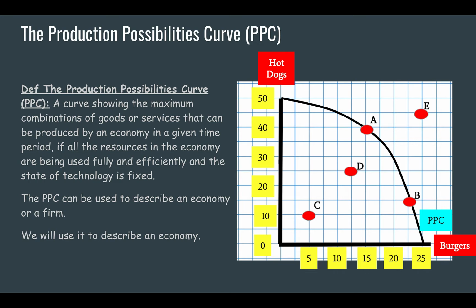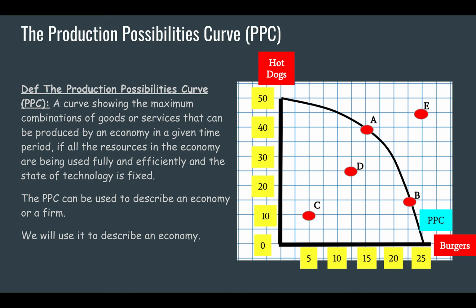Now, another definition that you're going to have to learn is: a curve showing the maximum combinations of goods and or services that can be produced by an economy in a given period of time. It's on the caveat that all resources in the economy are being used fully, every single factor of production, to a sustainable level and efficiently. So it's not that we just give everybody a job and they lie around and do nothing all day. All factors of production, including land, labour, capital, and enterprise, are being used fully and efficiently to their sustainable level. Also on the proviso that the state of technology is fixed.